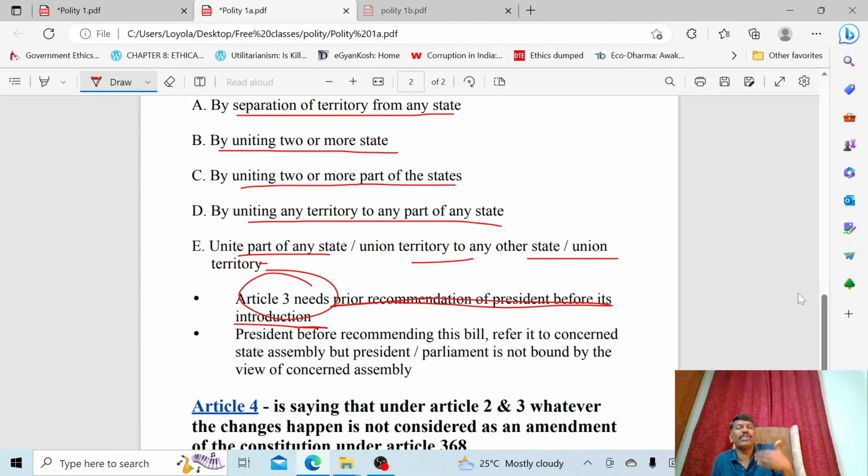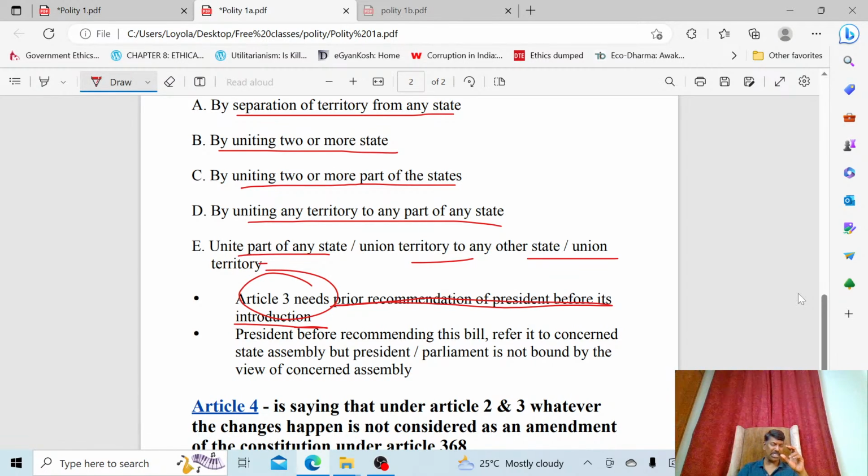And apart from this, before giving his recommendation, the President first will ask the consent of the concerned state assembly, and it is not necessary that the view of the state assembly will bind the President or Parliament. It is not binding for the President and Parliament. Then the President will take the final call. So this entire process regarding Article 2 will come under the category of external adjustment, external reorganization of states. Article 3 will come under the category of internal adjustment of states. Based on that, the formation of new states will come into force, and modification and changing the nature of the states will all come in.